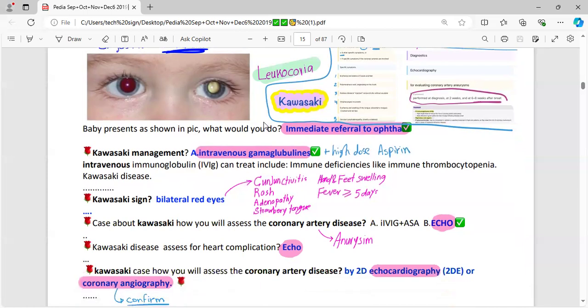Kawasaki disease, a very interesting and very important topic. Let's quickly revise this topic first and then we would solve the question. What is Kawasaki disease? It is an inflammatory disease. There would be generalized inflammation of the vessels. There would be vasculitis involving the medium to small blood vessels throughout the body.